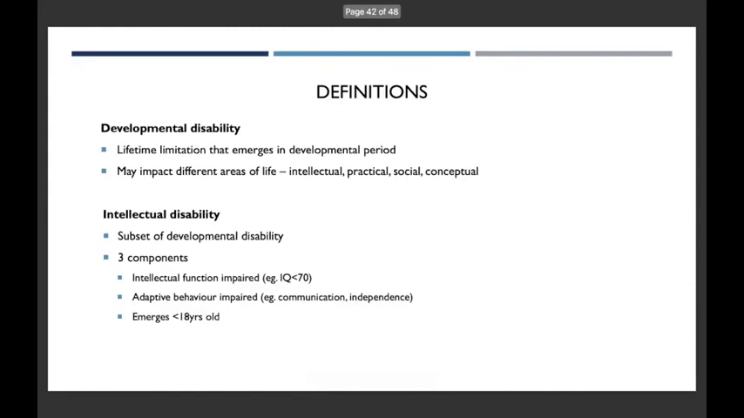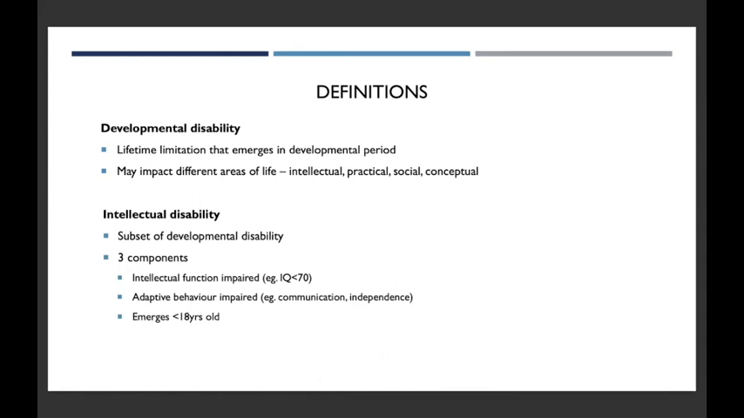Okay, let's wrap up now with disability. In terms of disability, a developmental disability is basically a lifetime limitation, comes on in the developmental period, less than 18 years of age. There can be many different areas of life that it impacts. The most well-known is intellectual. Intellectual disability is a subset of developmental.